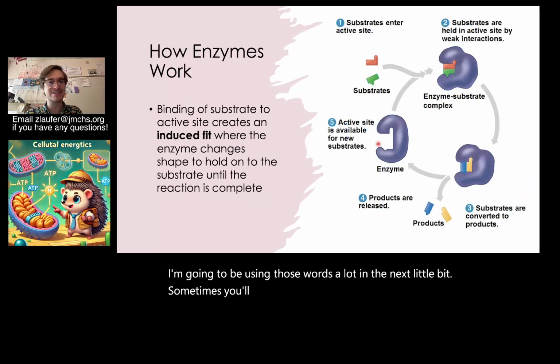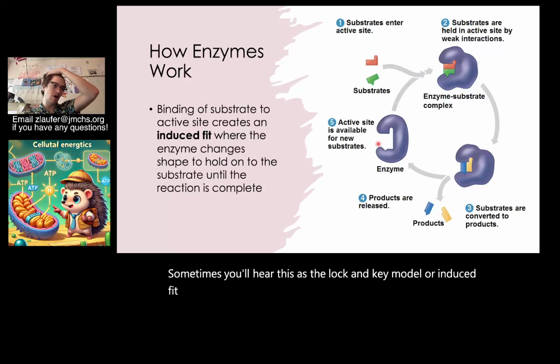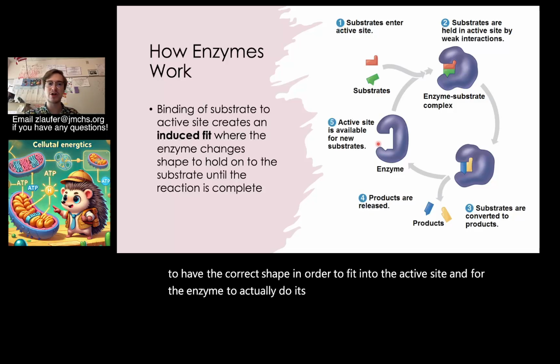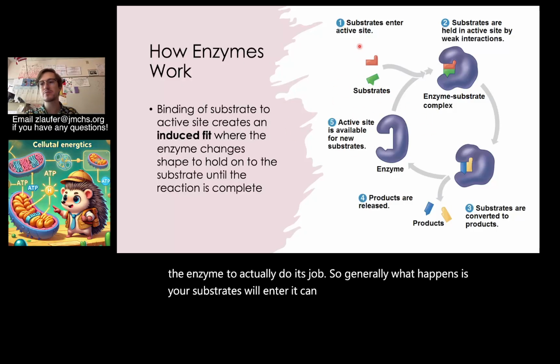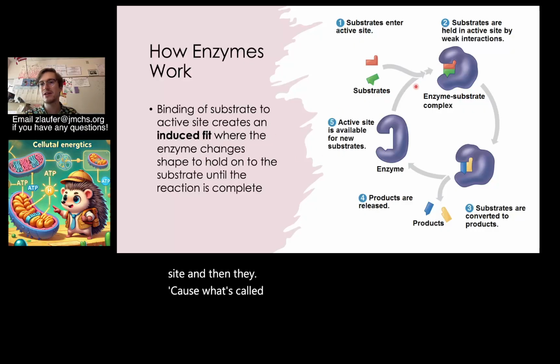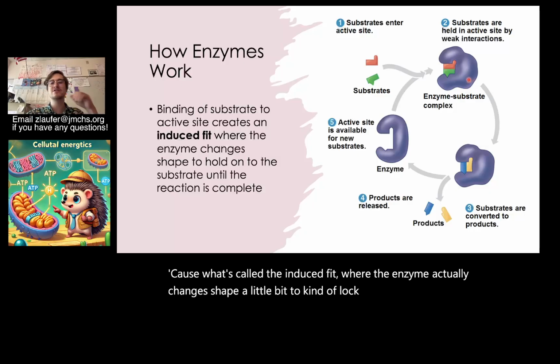Sometimes you'll hear this as the lock and key model or induced fit, where the lock is the enzyme and the key is the substrate. It has to have the correct shape in order to fit into the active site and for the enzyme to actually do its job. Generally, your substrates will enter. It can be multiple different substrates or one single substrate, but they will attach to the active site, and then they cause what's called the induced fit, where the enzyme actually changes shape a little bit to lock the substrates into position while the chemical reaction is going on.